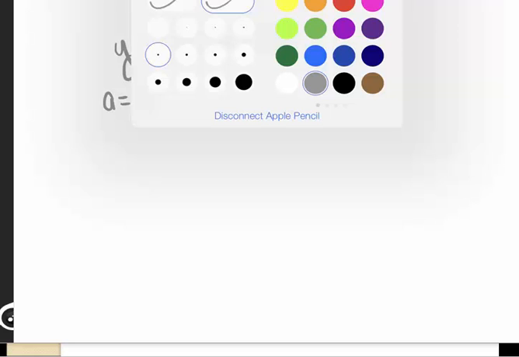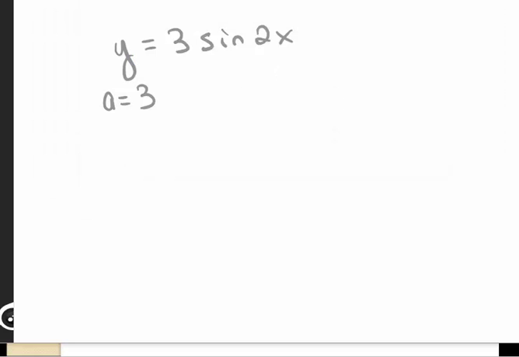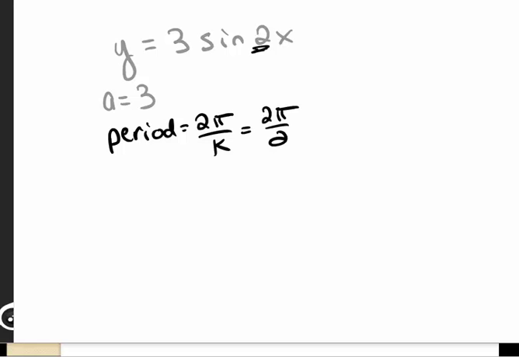The amplitude will be 3, and then the period will be 2 pi over k in general, which is 2 pi over 2 here, since k equals 2, and we get pi. To relate this to earlier in the course, if you replace x with 2x, you get a horizontal shrink by 1/2, so the period goes from 2 pi down to pi.